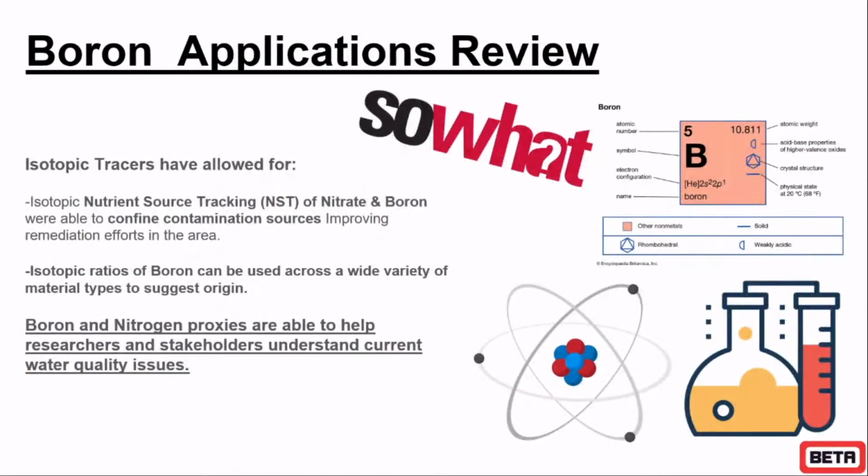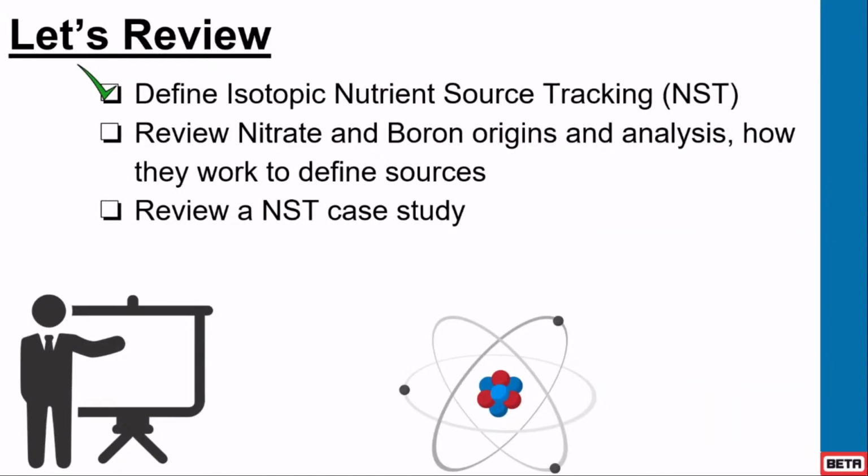So why bring this up? Well, isotopic nutrient source tracking of nitrate and boron were able to confine contamination sources and improve remediation efforts in the area. Further, boron and nitrogen proxies are able to help researchers and stakeholders understand their current water quality issues to better tackle them. I want to just thank everybody again. We were able to define isotopic nutrient source tracking, review nitrate and boron origins and how they're used to define sources, and we reviewed a case study.